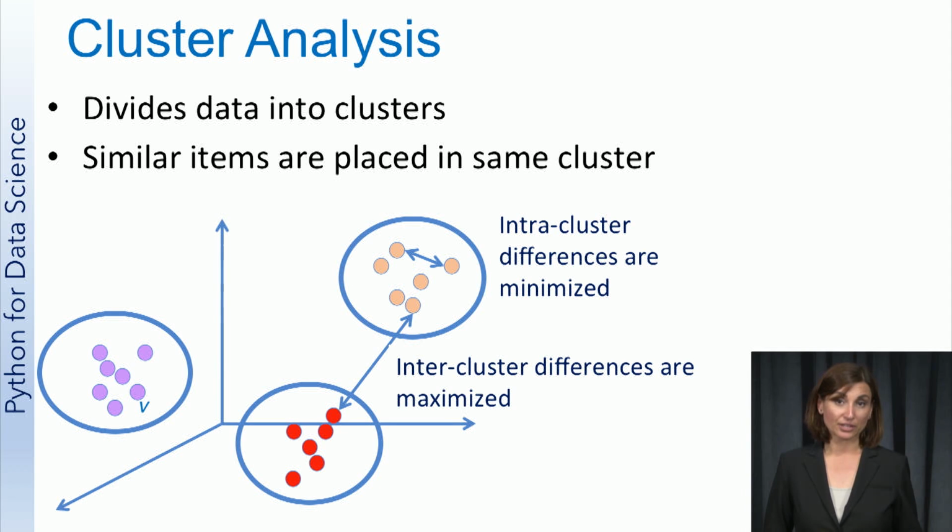The goal of cluster analysis is to segment data so that the differences between samples in the same cluster are minimized, as shown by the blue arrow for our yellow dots. And the differences between samples of different clusters are maximized, as shown by the blue arrow between the red and yellow dots. Visually, you can think of this as getting samples in each cluster to be as close as possible, and the samples from different clusters to be as far apart as possible.